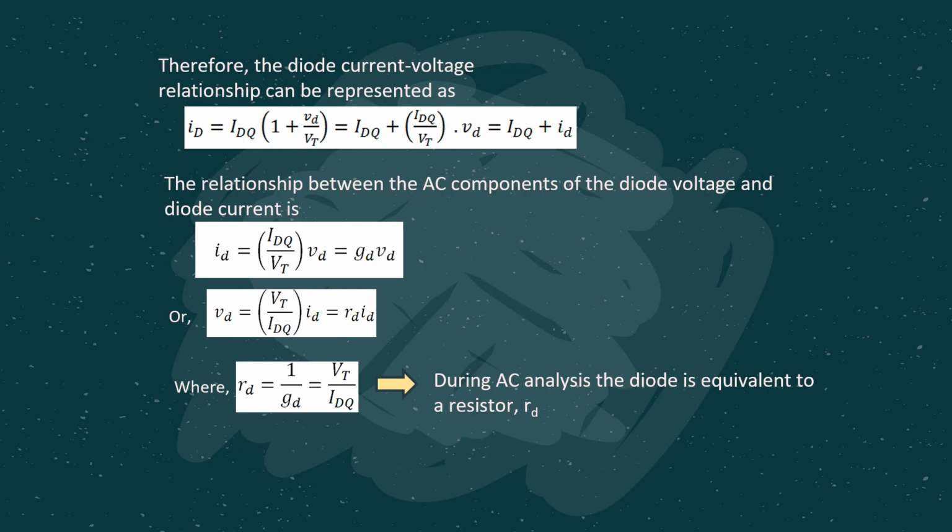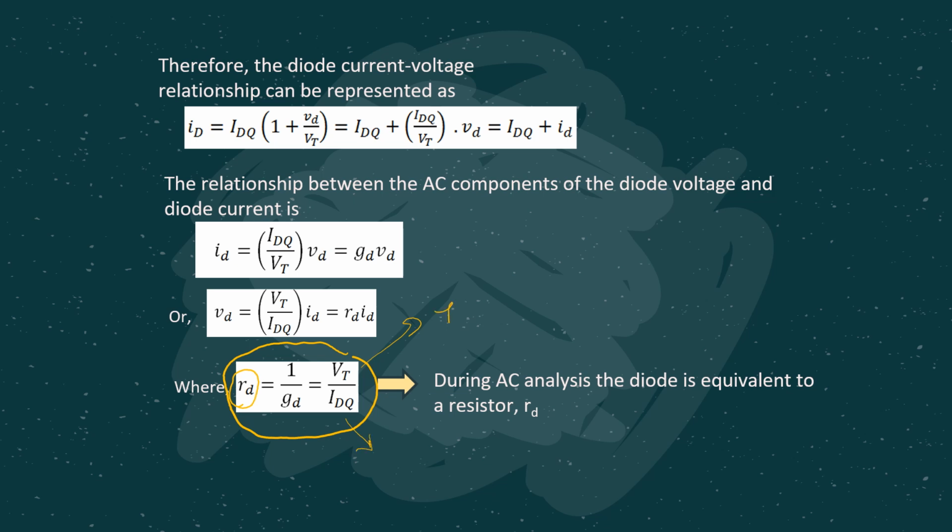So if we continue the derivation just now, at the end, what I want to highlight here is that RD is given by VT over IDQ. RD is actually the resistor across the diode, meaning whenever the diode is on in AC analysis, it can be replaced with a resistor value. What's the value of RD? It equals VT over IDQ. VT is the thermal voltage, IDQ is the diode current in DC.